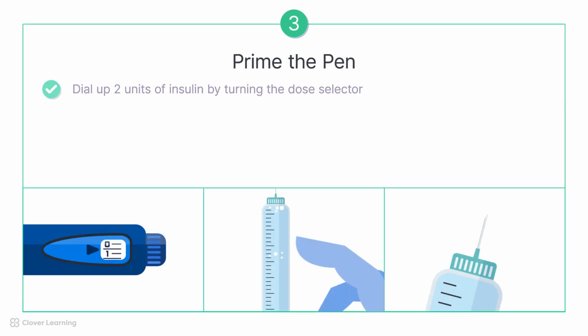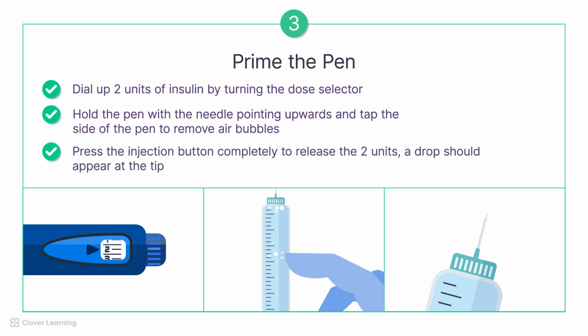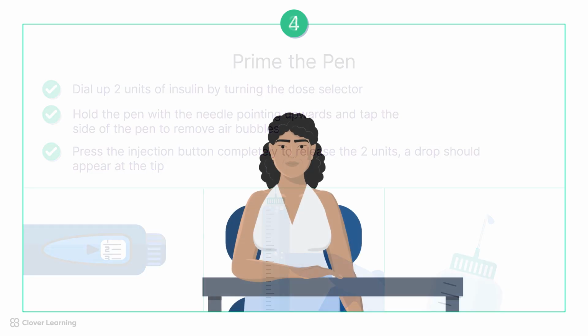In order to prime the pen, dial up 2 units of insulin by turning the dose selector. Hold the pen with the needle pointing upwards and tap the side of the pen to remove air bubbles. Press the injection button completely to release the 2 units. A drop of insulin should appear at the needle tip, indicating the pen is primed. If not, repeat this step until insulin is visible.